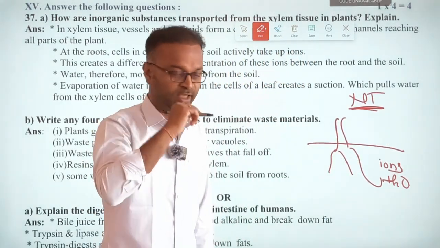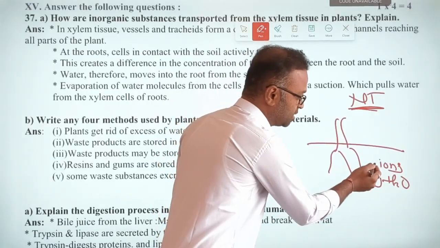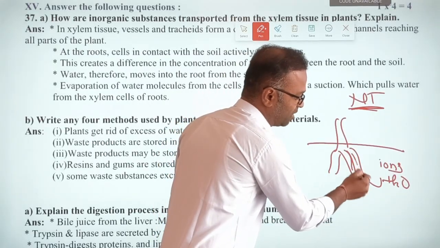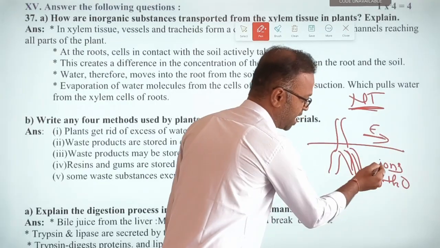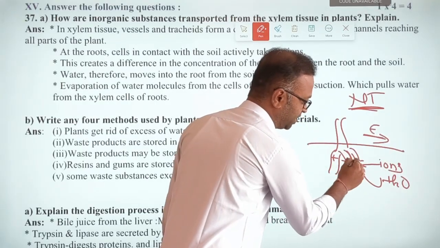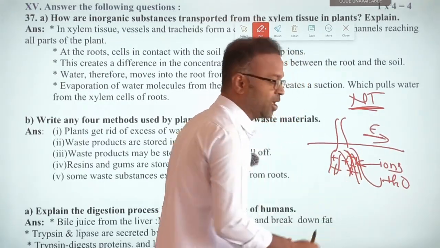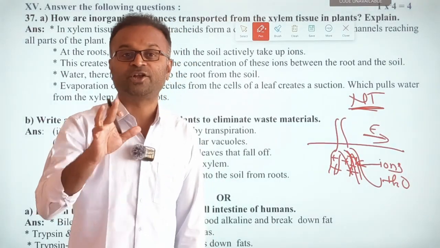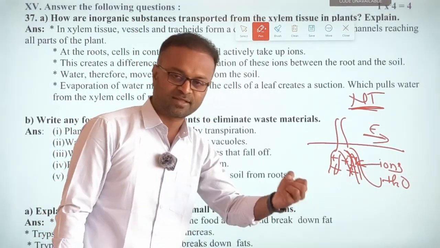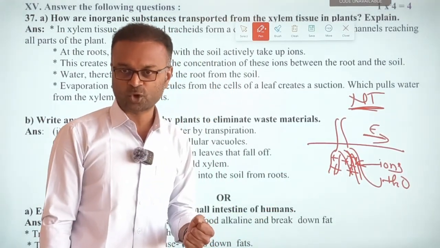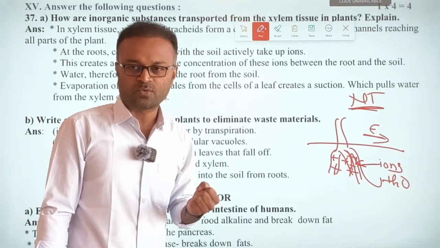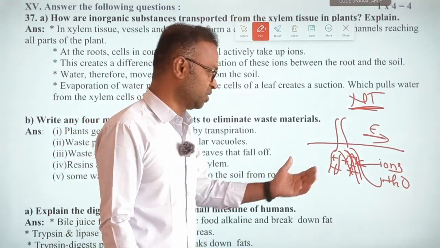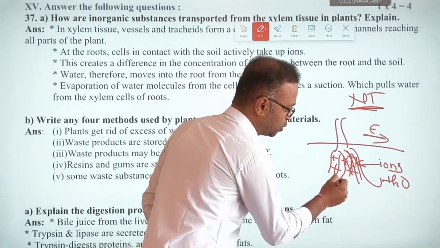What is happening over here is, during the night time, the plant will spend some energy and take up the ions over here. That is called active absorption. Spending energy and taking the ions inside the root from the soil. That is the minerals. Once they take the minerals, the ions, the solid particles inside the root, definitely what will happen inside the roots?